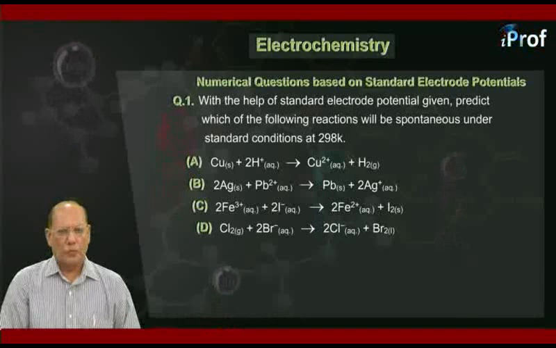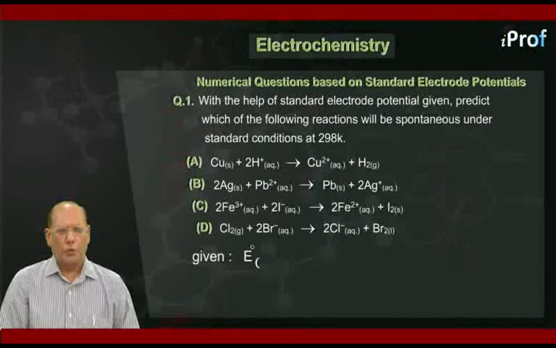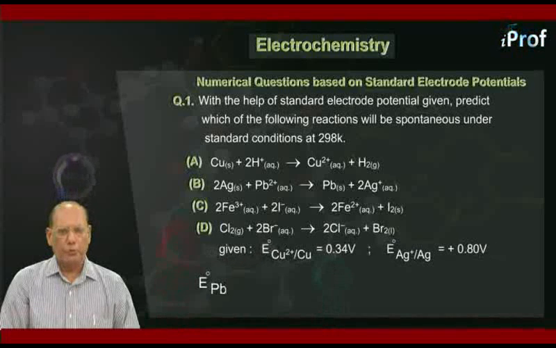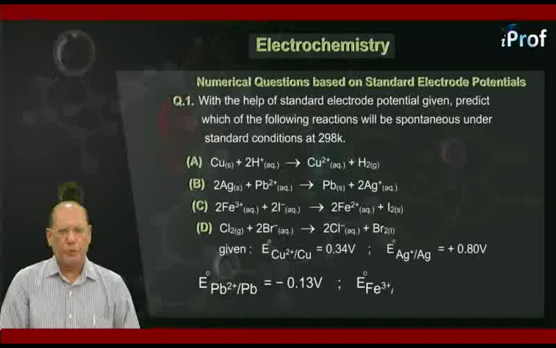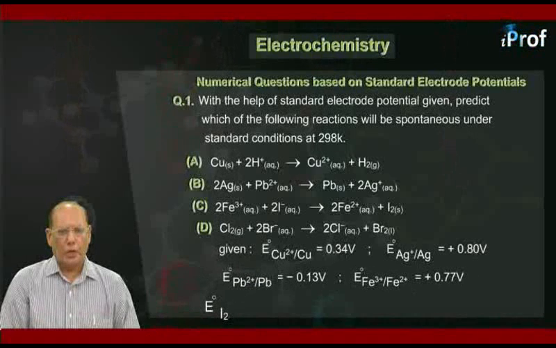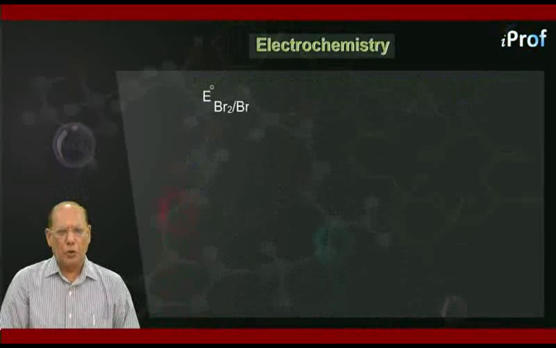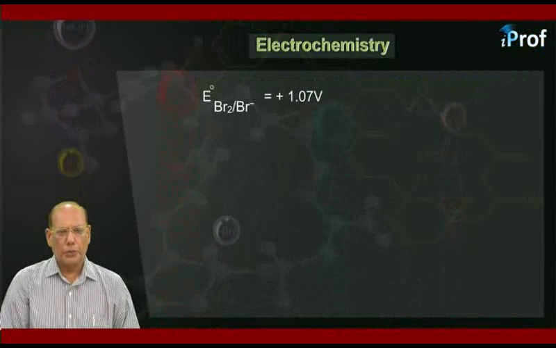Let us solve. The given values are E0 Cu2+/Cu equal to +0.34 volt, E0 Ag+/Ag equal to +0.80 volt, E0 Pb2+/Pb equal to -0.13 volt, E0 Fe3+/Fe2+ equal to +0.77 volt, E0 I2/I- equal to +0.54 volt, E0 Cl2/Cl- equal to +1.36 volt, E0 Br2/Br- equal to +1.07 volt.